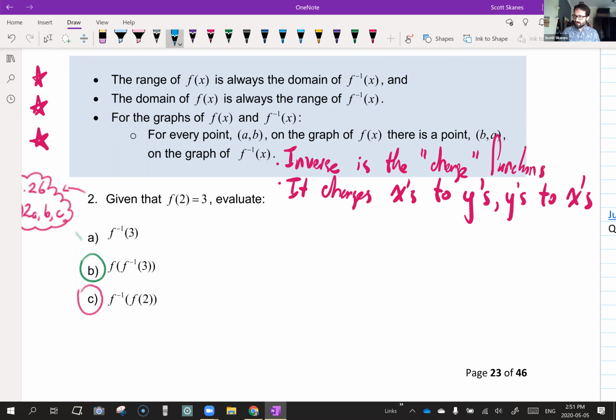The question here says, I don't know who's leaving. I didn't think there's that many students to leave.